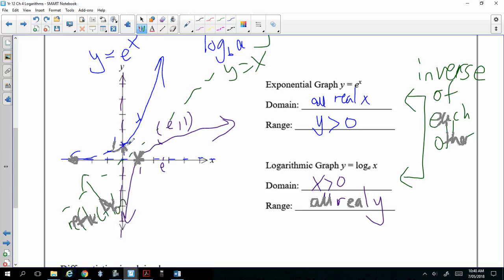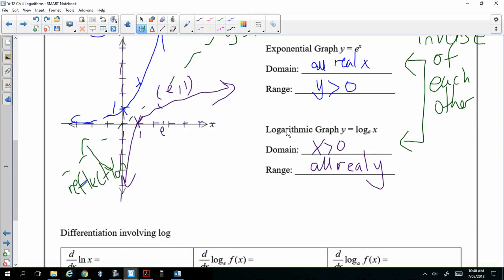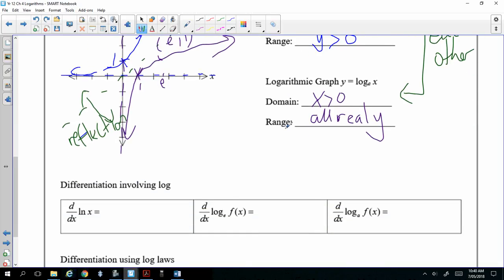Okay, after we do this, we're going to differentiate log. So we're going to write down some formulas. So the first one is the derivative of ln x is 1 over x. So if you differentiate the log of a function, it is f dash of x over f of x. And to do the last one, you use the change of base law.